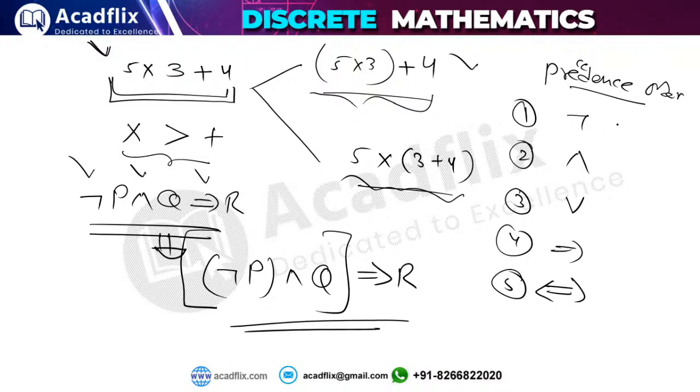Okay, so this is the precedence order. Negation has the highest precedence, and then we have conjunction, then disjunction, then implication, and then bi-implication. The precedence is decreasing whenever we go from top to bottom, from first to fifth. This is how we interpret our formulas.